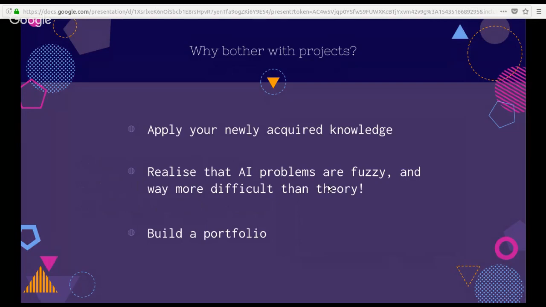So they're amazing, but they usually tackle relatively simple problems. But you soon realize that problems in the real world are way more difficult than toy problems. So by doing projects that have the same level of complexity, or a little bit less than real-world problems, you'll realize by yourself that there's a whole difference between the theory that we learn and the toy problems, and then going out there and trying to tackle real problems.